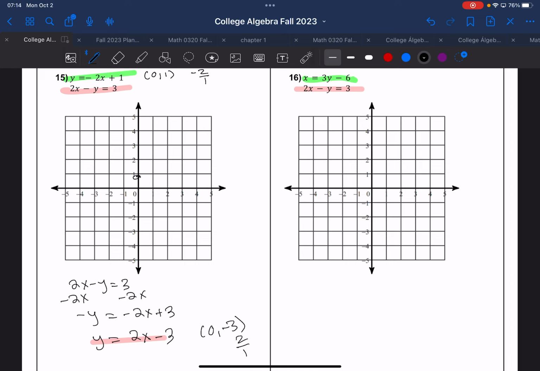So let me go ahead and plot the first equation's information. So that's 0, 1, and then down 2, right 1. So that was the green. And then I have my other information of 0, -3. And this one's telling me go up 2, right 1. And we notice right away it crosses at that point. So that means this has one solution at what point? Good. 1, -1.